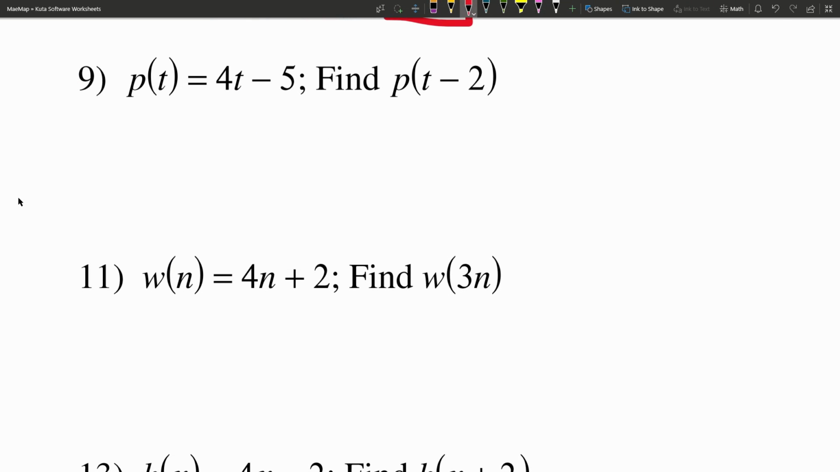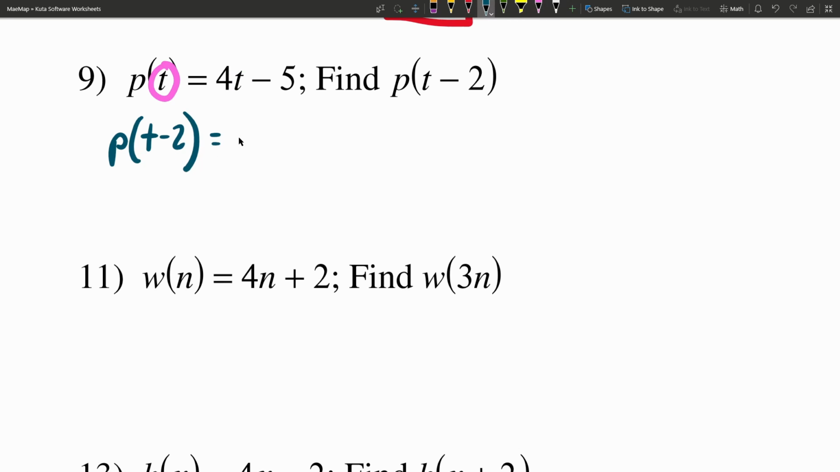Moving right along to number 9, we have p of t equals 4t minus 5. We want to find p of t minus 2. What's different about this problem is, look, we're going to be plugging in some expression into our variable, not just a number. So if we're finding p of t minus 2, that means that everywhere in our original function where we have a t, I'm plugging in t minus 2. So when I see this t here, I need to plug in this entire quantity t minus 2.